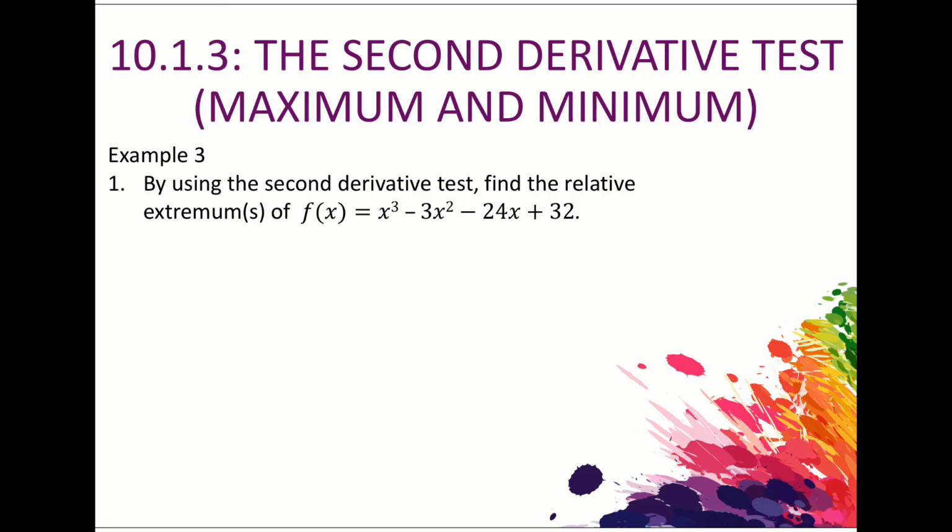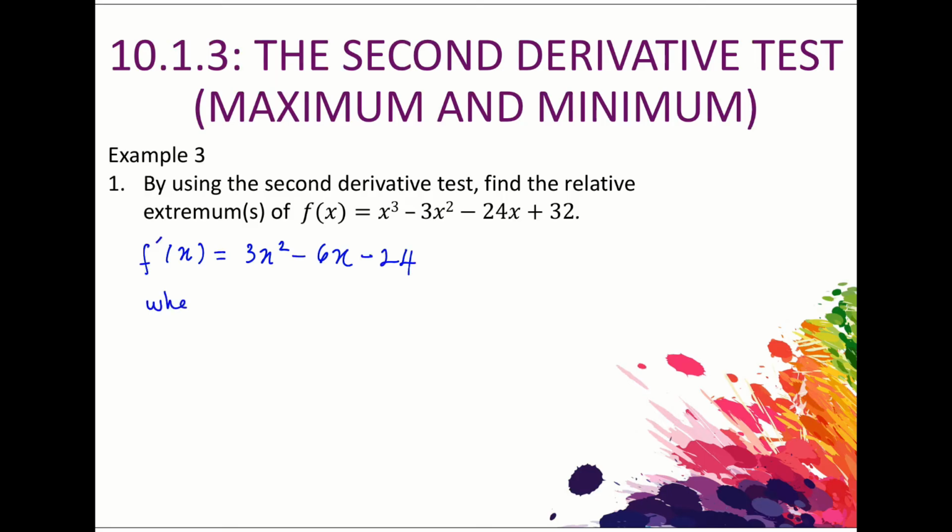By using the second derivative test, find the relative extremum of the function f(x) equals x cubed minus 3x squared minus 24x plus 32. So the first step is we need to find the first derivative, because we know that when the first derivative is equal to 0, the function has its relative maximum or relative minimum. So the first derivative is equal to 3x squared minus 6x minus 24.